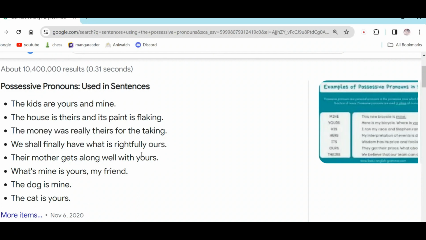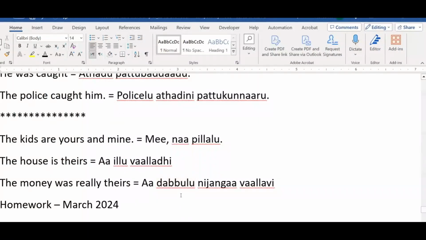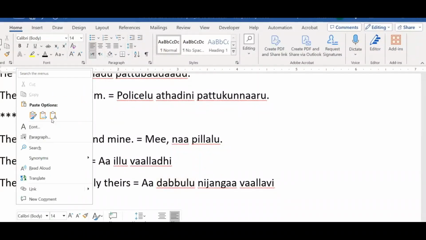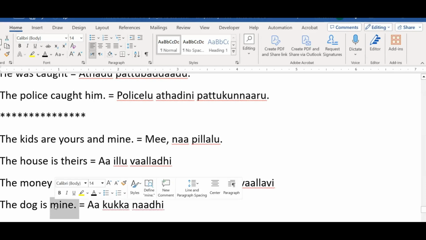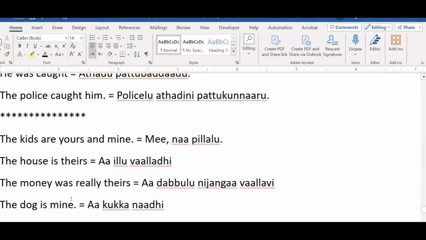We shall finally have what is rightfully ours. This is a different one. Let's skip this one. Their mother gets along well with yours. Let's skip this because it is a little advanced. What's mine is yours, my friend. No, no. The dog is mine. This is a very simple sentence. Very simple structure. ఆ పుష్ప నాది. Whenever you have a sentence like this, నాది. But here, this is mine, a different one, not my. But we can combine my and mine.